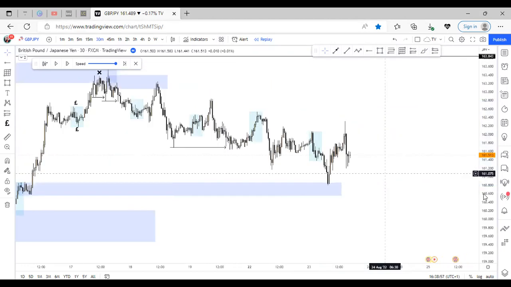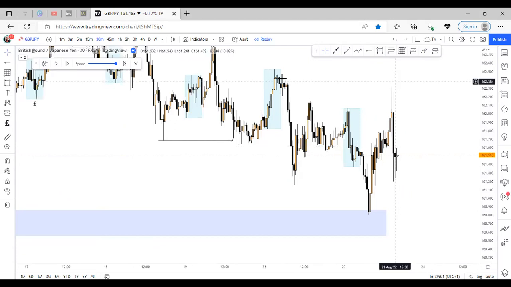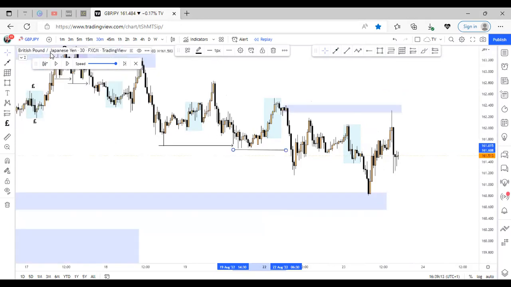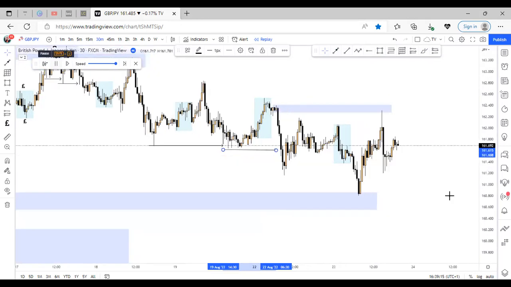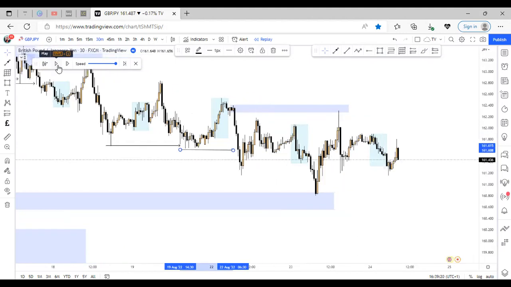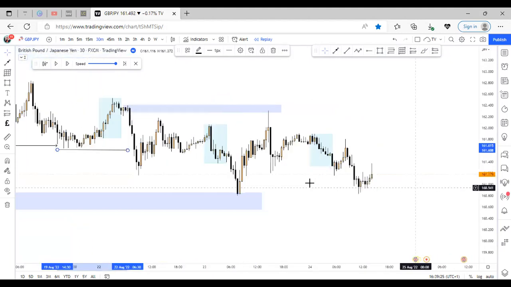So okay, this was actually yesterday during the news release. This zone that caused the break of structure right here was eventually mitigated, and we had this drop. Moving on now, I didn't catch the drop on this particular trade. But this morning, Wednesday, I was able to catch a sell trade.